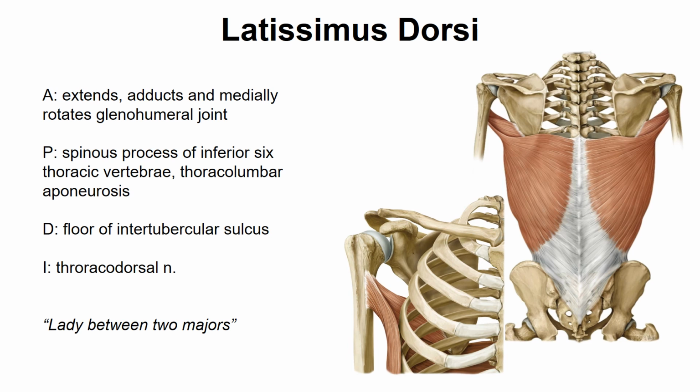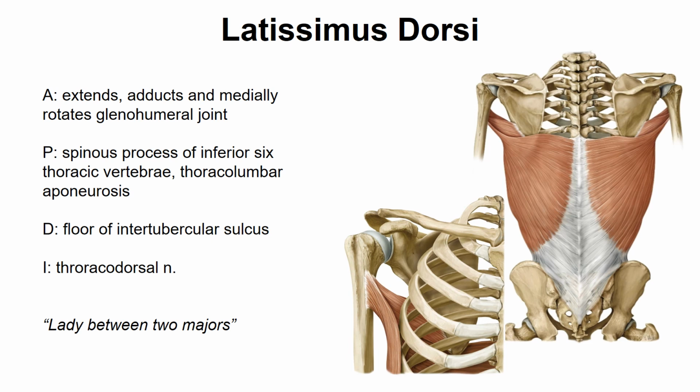So some people kind of say that it looks like a fish. To me, it looks like a chicken, especially with the little attachments going to the intertubercular sulcus. So take what you want from that. It's innervated by the thoracodorsal nerve.